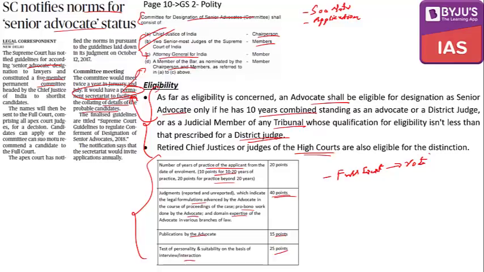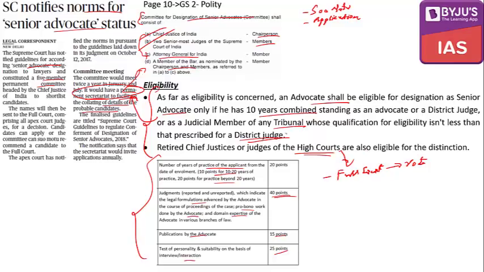But what needs to be understood is, all this is for the advocates, that is, this going to the committee for the designation of senior advocates under the chairmanship of the Chief Justice. This happens only for the advocates, but in case they are, say for example, the retired chief justices or the judges of the high courts, it directly comes to the full court.